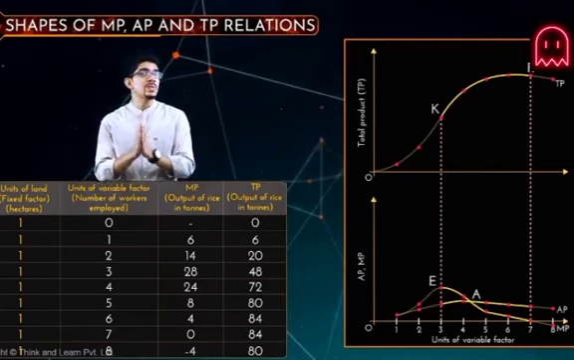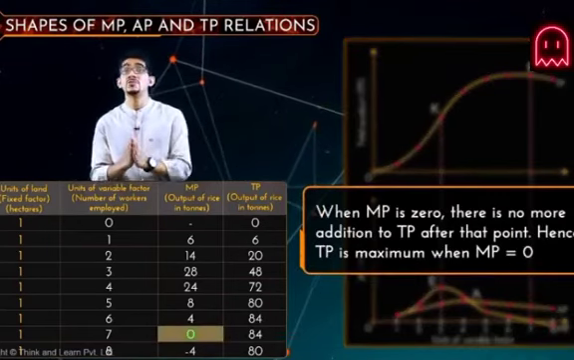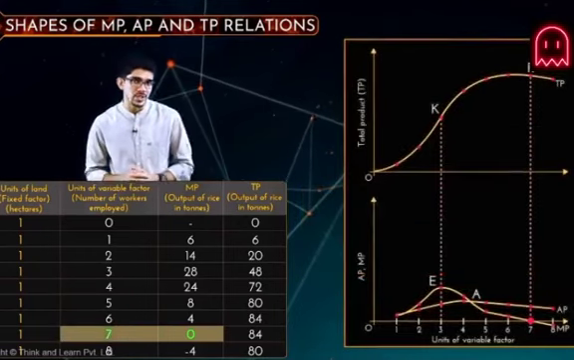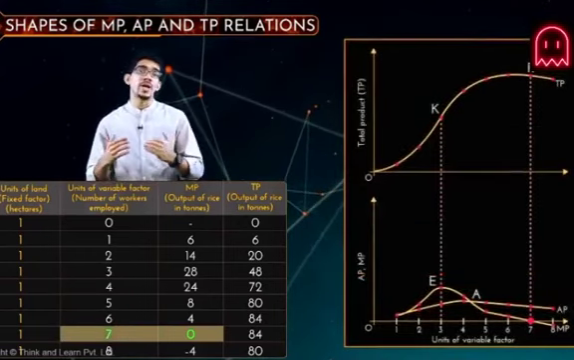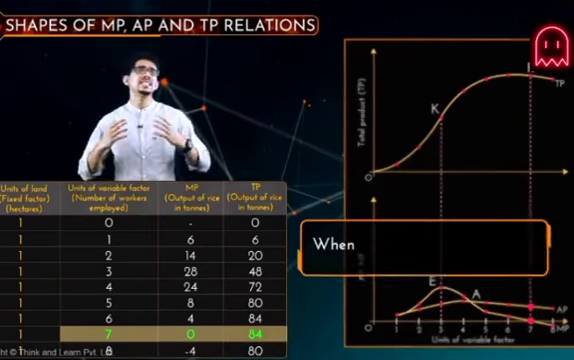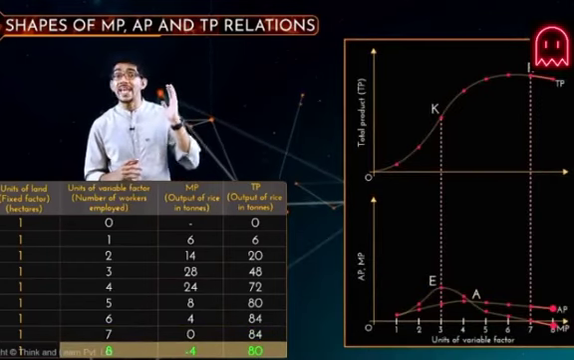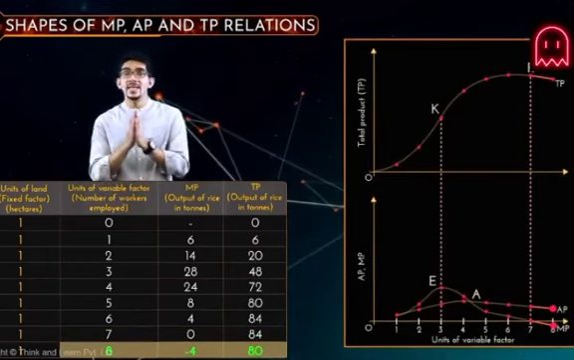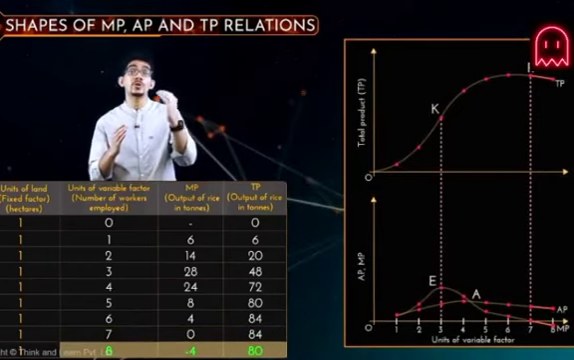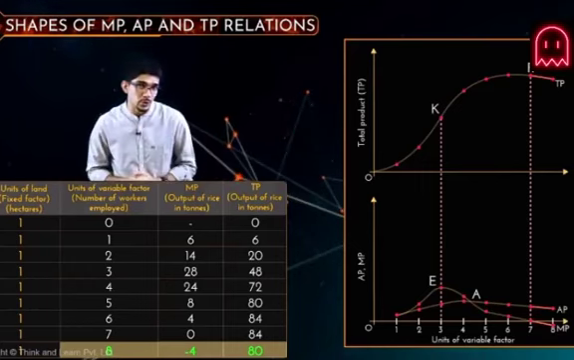3. When MP equals 0, there is no further addition to TP. It happens when the 7th unit of labor is used here. So corresponding to 0 MP, TP is maximum. 4. When MP is negative, TP starts declining. It happens here when the 8th unit of labor is employed. TP diminishes from 84 to 80 and MP from 80 to 84, which is -4.